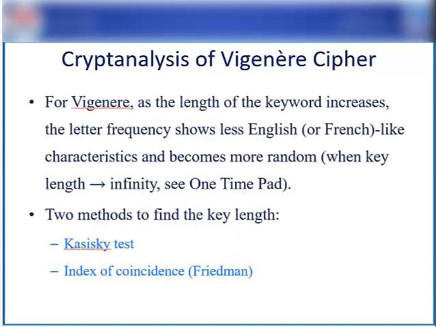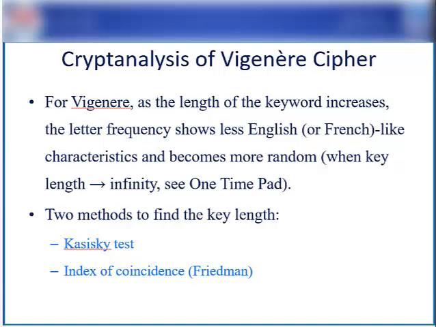For the Vigenère cipher, as the length of the keyword increases, the letter frequency shows less English or French or any language-like characteristics and becomes more random. When the key length m tends to infinity, we can call this type of cryptosystem a one-time pad, but we will study this type of cryptosystem later on.